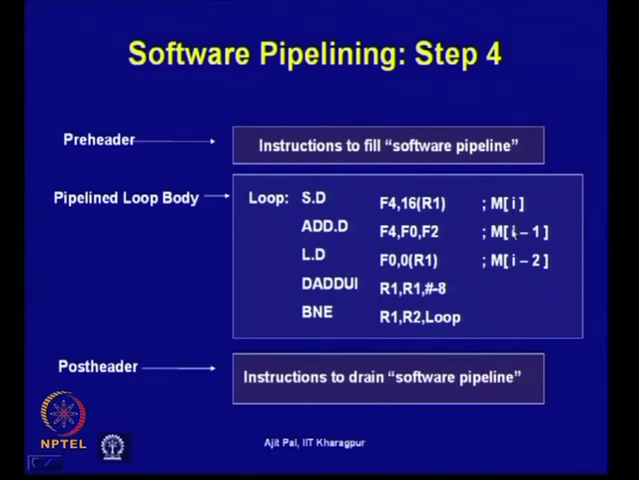Here this instruction has been taken from MI, MI-1 and MI-2. And you have the pre header, where you have to fill the instructions which are to be executed before you execute this loop. Similarly, after this loop execution is complete, you will require several instructions present here. Let us see what are the instructions that will be present in the pre header and post header.